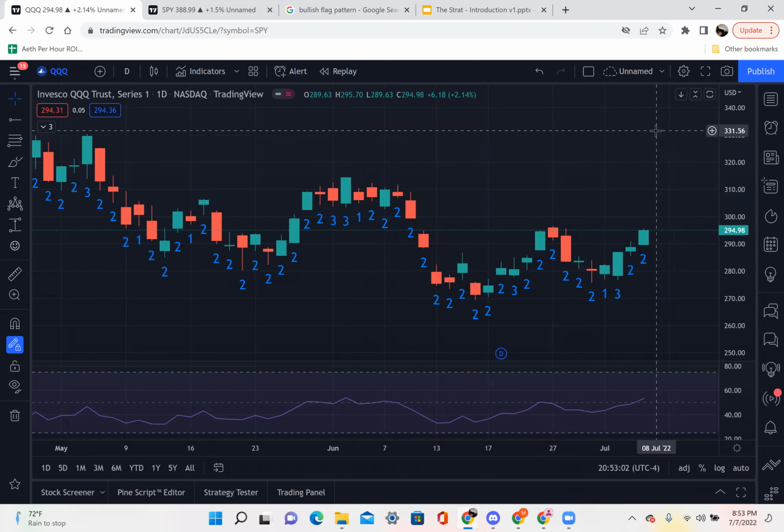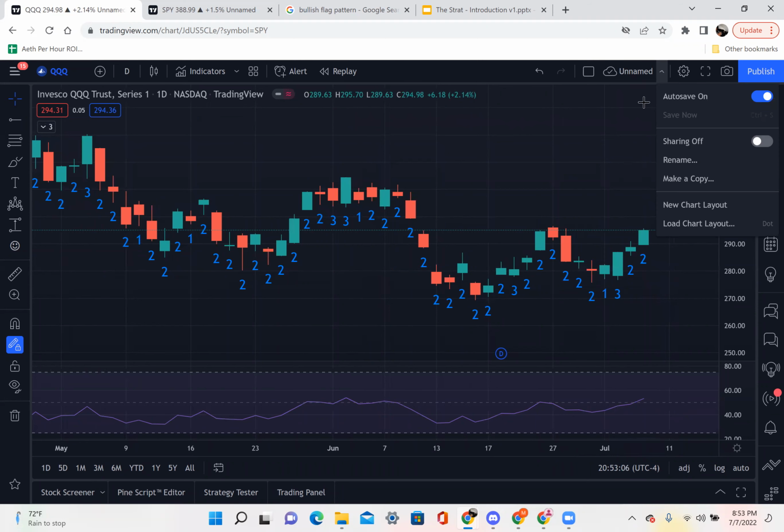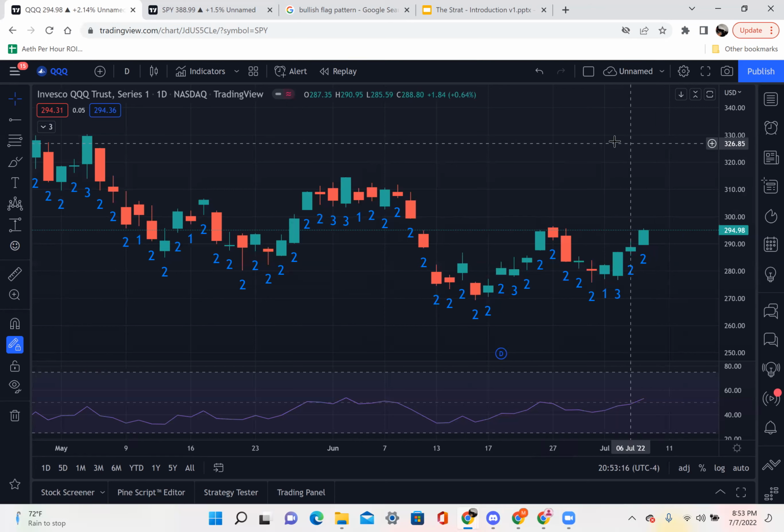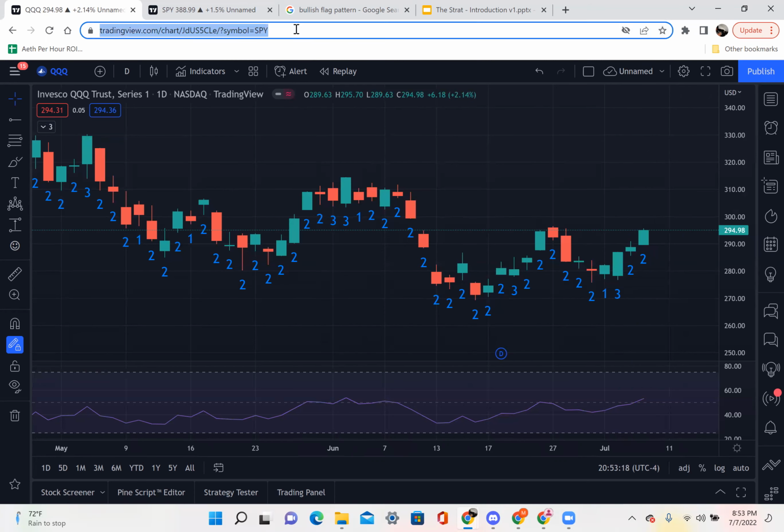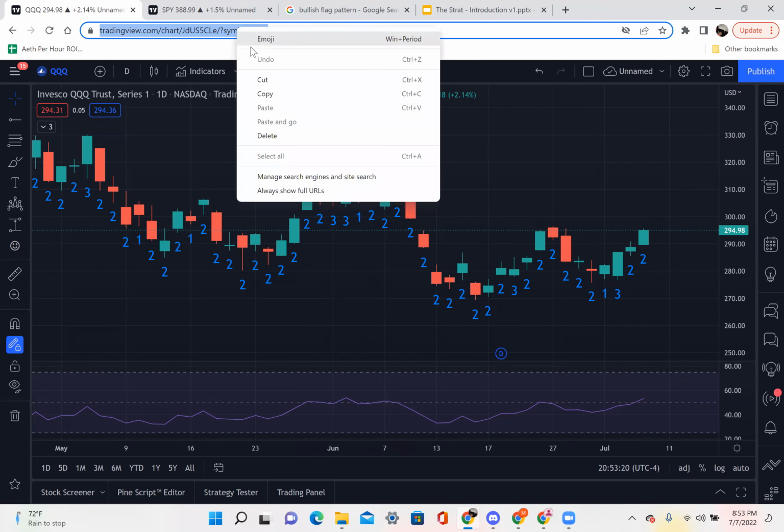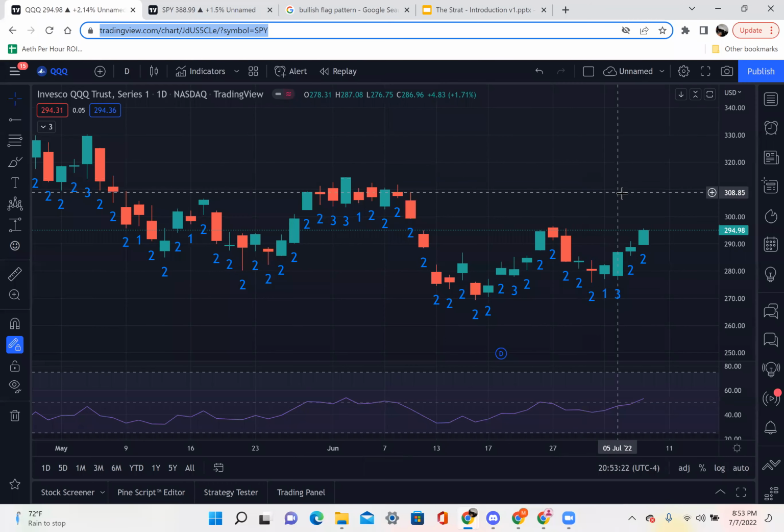Where it says unnamed. Unnamed? Oh. Yeah. Click the down arrow though. And now click on sharing. You see you have sharing off. Yeah, turn it on. And now you can go back up to the HTTP bar at the top where it says TradingView in the chart. And you can just highlight it and copy and paste it to the group.